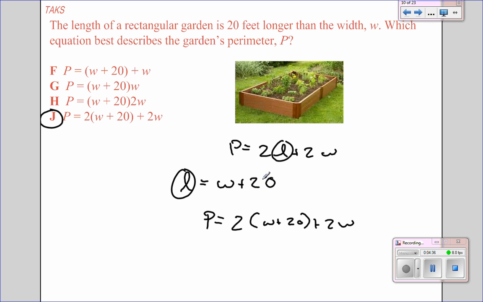The substitution, if L is W plus 20, instead of L, I can write W plus 20.